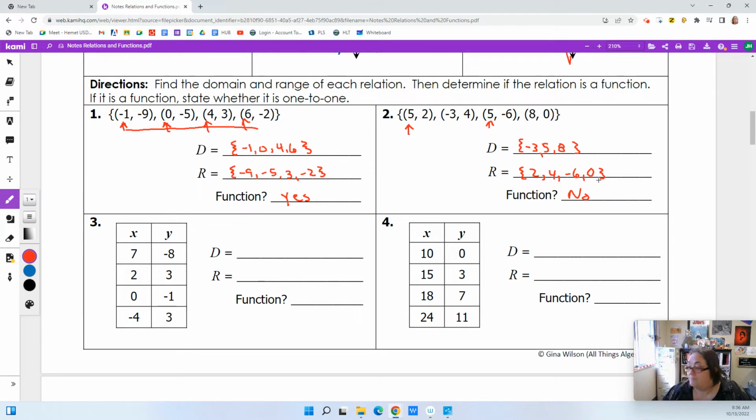Should I write them in order? Yeah. But that would have required some forethought on my part.